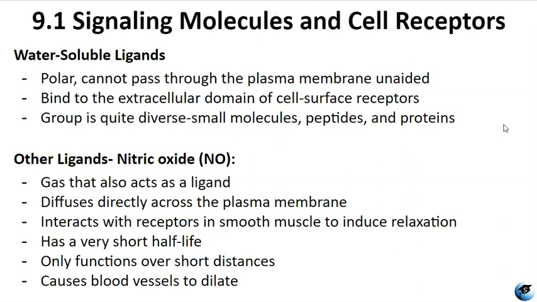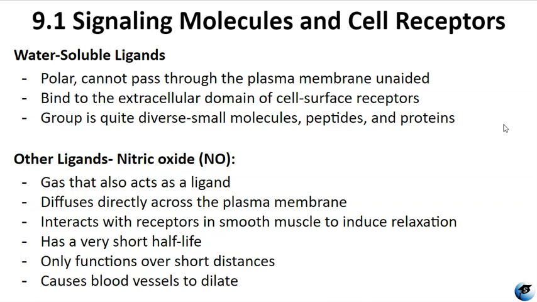Now we have small hydrophobic ligands. These sneaky little molecules can easily slip through the plasma membrane and interact with receptors inside the cell. A famous example of this is a steroid hormone like estrogen or testosterone. They're like special agents that can access classified information inside the cell.